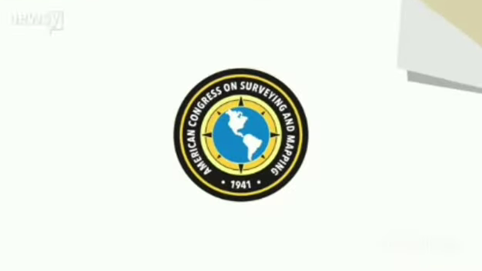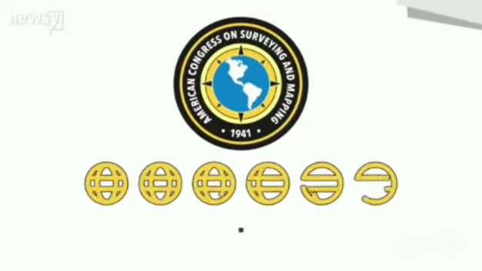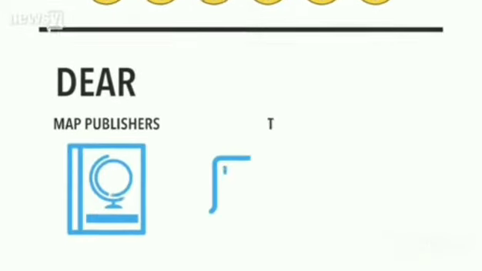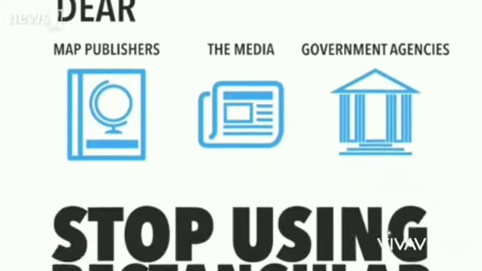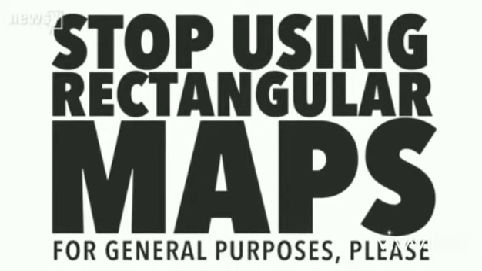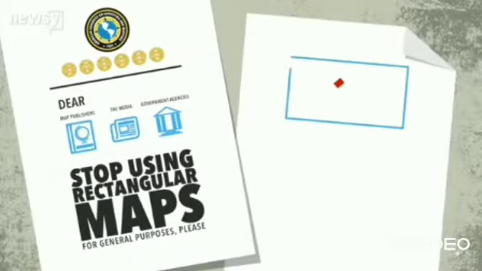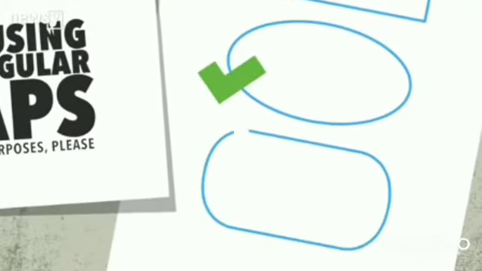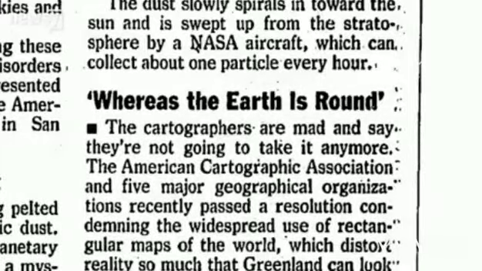Eventually, the American Congress on Surveying and Mapping stepped in and had a resolution. The organization and 6 other cartographic groups urged map publishers, the media, and government agencies to stop using rectangular depictions like the Gall-Peters and Mercator for general purposes. The answer to the Greenland problem was not a new rectangular map, but instead non-rectangular projections like the Mollweide or the Eckert IV. The media picked up the resolution. There was a column in the Washington Post, and it even made it to the front page of the Wall Street Journal. Right there.